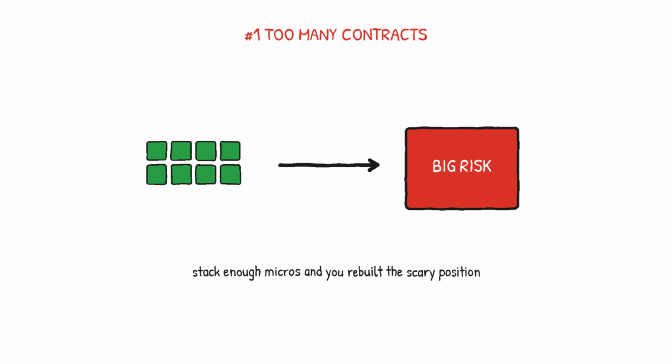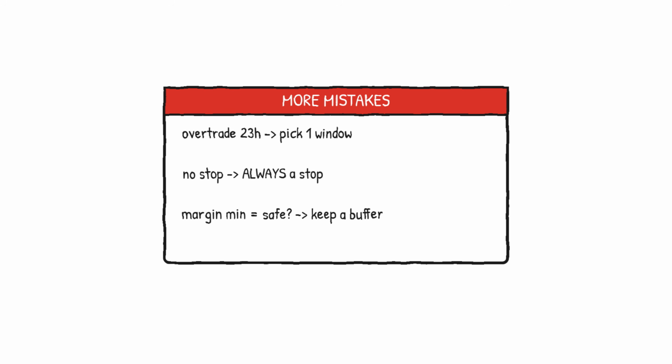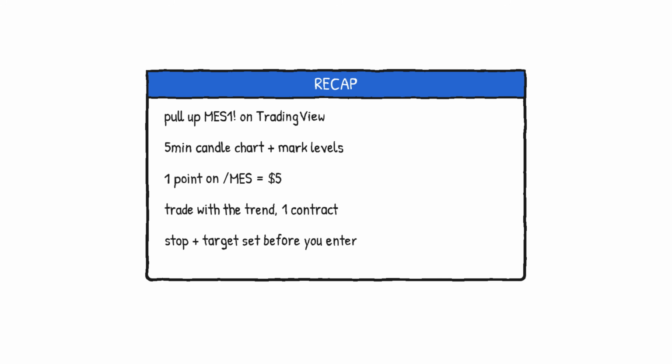Now, the mistakes that drain beginner futures accounts. Number 1, trading too many contracts. Because micros feel small, stack enough, and you've rebuilt the biggest risk you were avoiding. Stay at 1. Number 2, over trading. The whole 23-hour session can be overwhelming, so pick your window. Take your best setup, and leave after you take it.